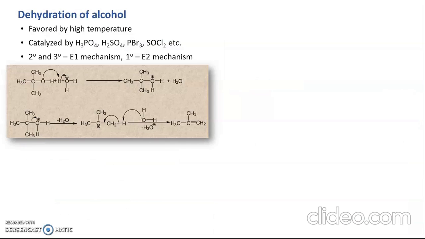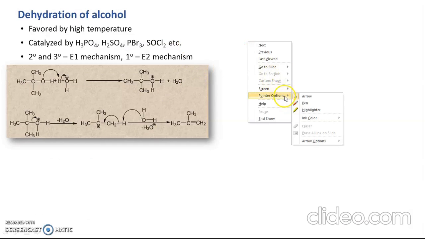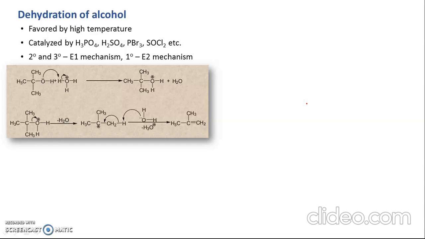Next type is dehydration of alcohol. Now this is very common. This type of reaction is favored by high temperature, and unlike other eliminations where mostly we use base, here it is catalyzed by different types of acids. Not just acids, PBr3, SOCl2 we can also use. Now for 2 degree and 3 degree, E1 mechanism operates, and in case of primary, E2 mechanism operates.